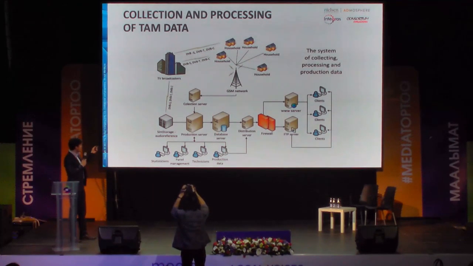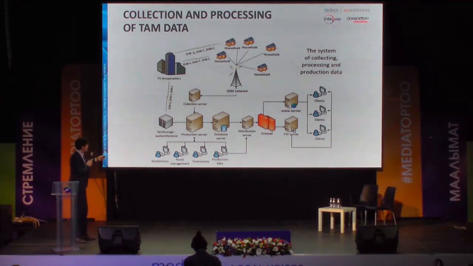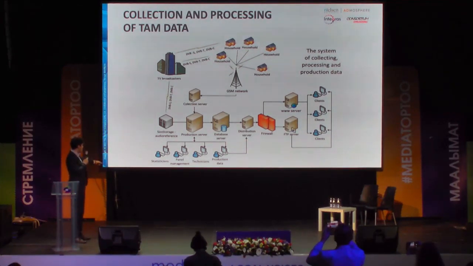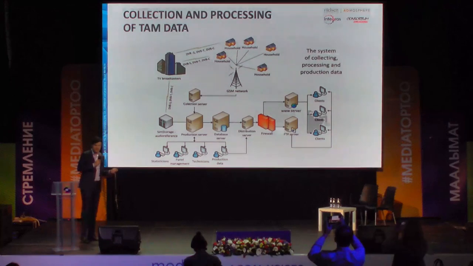So this is a detailed scheme of the system of TV audience measurement. As you can see here, the laser doesn't seem to be working, but these are the TV broadcasters. They deliver the channels to the households, which have the panels with the TV audience measurements, people meters. These are transferred through the GSM network to a collection server, which then goes through the database server with the statisticians and other panel members. And then we deliver this data through AdWind Kite software to our clients, which would be TV broadcasters and also, I would say, advertisers.